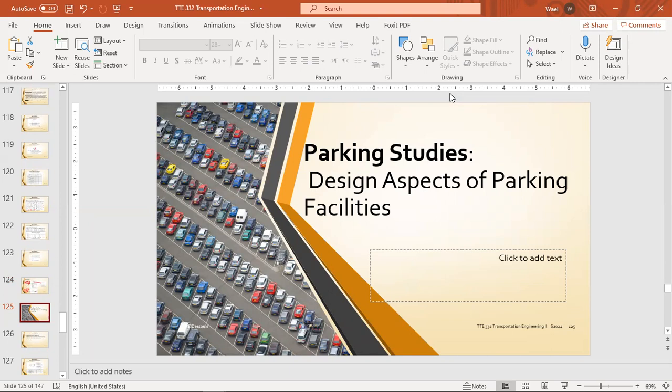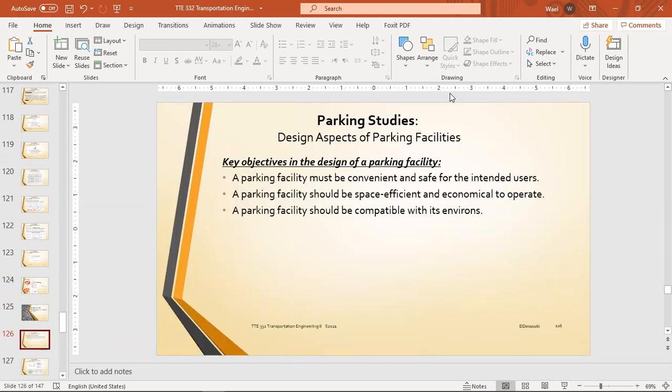What are the design aspects for parking facilities? Basically, we have three key objectives in the design of a parking facility. One, the parking facility must be convenient and safe for the intended users. Number two, the parking facility should be space efficient and economical to operate. So the size and the number of the parking spots should be feasible for the cost of operation, because there is usually an initial cost and there are fixed costs. Number three, a parking facility should be compatible with its surrounding environment.